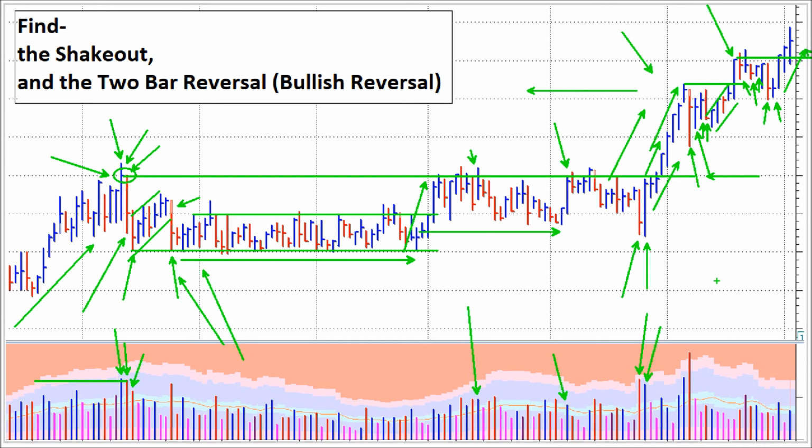You can see clearly the 2-bar reversal or bullish reversal and why it was there and what it was used for. And then you can see the shakeout here. You can see where it's positioned and why, immediately after the breakout, to remove any extra supply that's been drawn out as prices pushed higher.